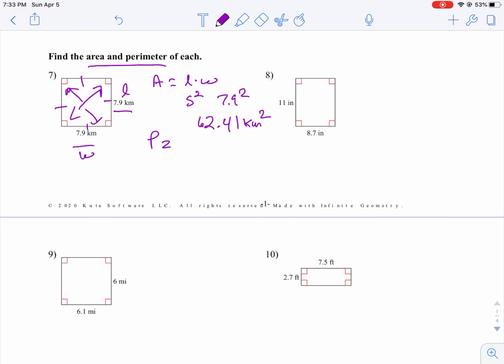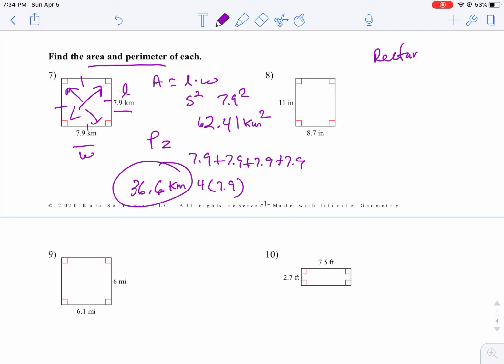The perimeter is just adding all four sides together, and the opposite sides are equal. So it's just 7.9 plus 7.9 plus 7.9 plus 7.9. Or what's a faster way? I think people are saying it, 4 times 7.9, because it's 4 of them. So if we clear our calculator, 7.9 times 4 equals, and we get 31.6. And that's kilometers, not squared, because it's a distance. Okay?